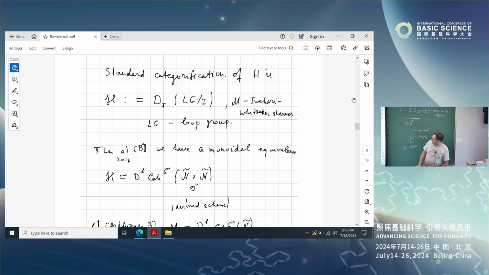Sweeping under the rug, I'll just say that this is a certain interesting category of geometric origin, the constructible sheaves, which is here. So this is the affine Hecke category. And it comes with a module, Whittaker sheaves.